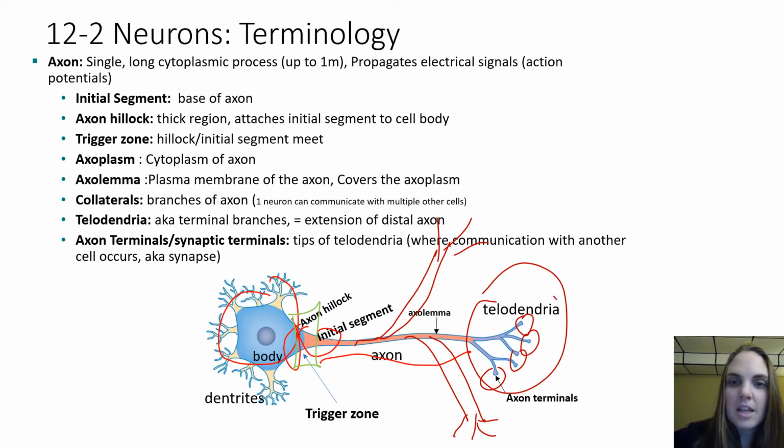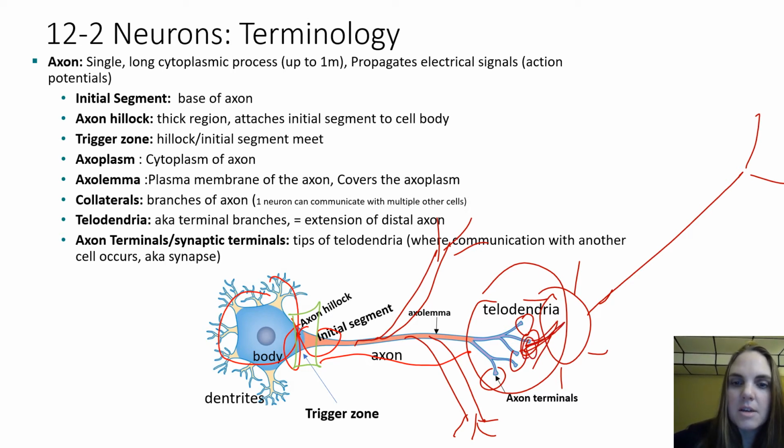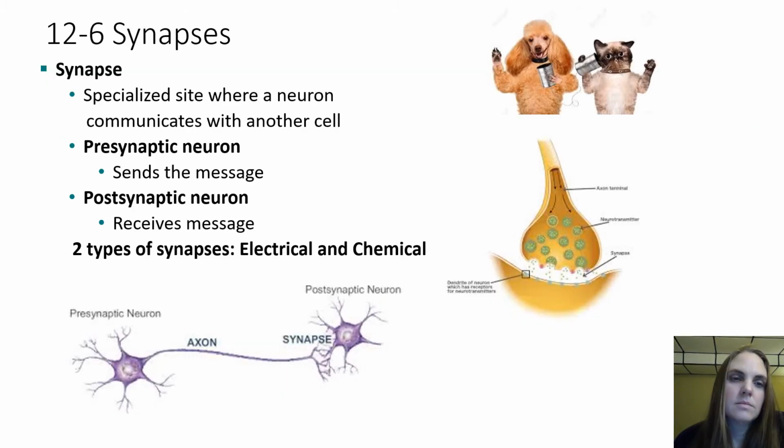So we would have another cell, possibly another neuron or a muscle cell here. And this region here, this tip of the telodendria, that synaptic terminal, is going to communicate with the cell next to it. And that's what's called our synapse. So that synapse that we just mentioned is a specialized site where that neuron communicates with another cell. It could be another neuron, it could be a muscle cell, it could be a gland, etc.